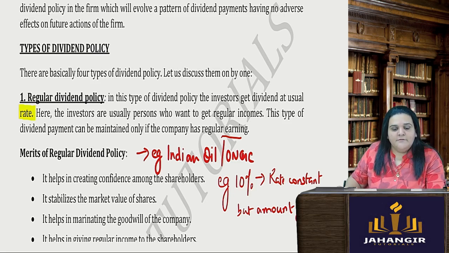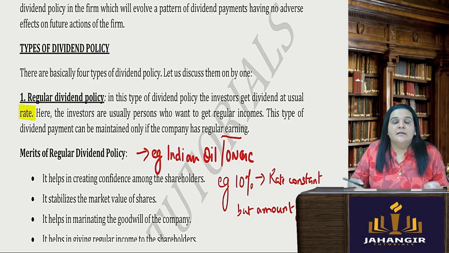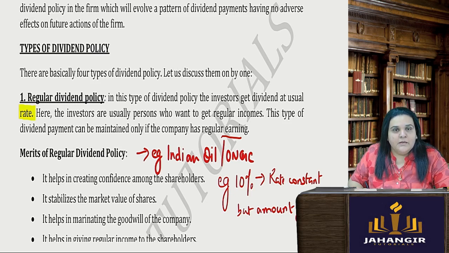Regular dividend policy is, say, take an example of Indian Oil or ONGC. They are the ones who pay you regular dividend where the rate of dividend is constant. Their dividend rate is constant. The amount will keep on changing based on the profit on which they are declaring the dividend. So the rate is constant.